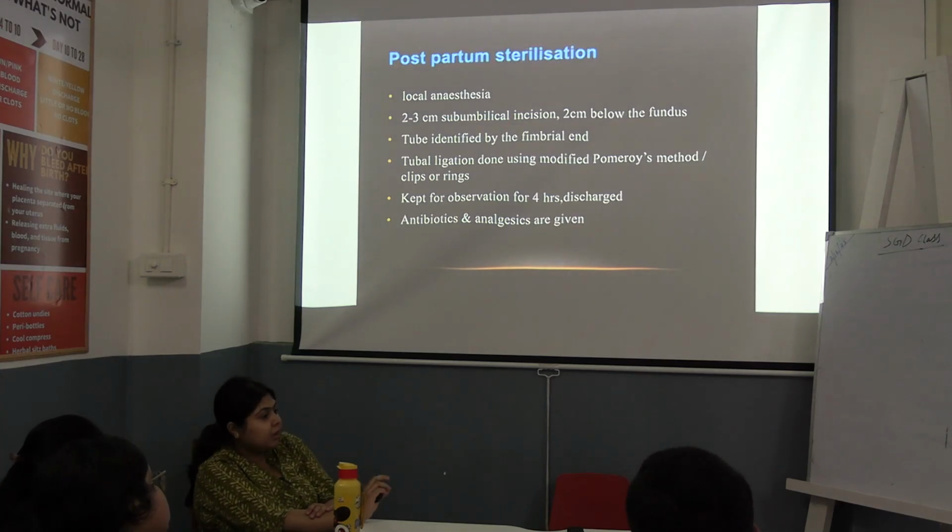By the 2 fimbrial ends, because most of the time what happens in the tubes, we get confused with that of the appendix. Both are a hollow tubular structure. So we have to identify the tubes by tracing from the fimbrial end. Now the patient, after this ligation has been done, is kept under observation for 4 hours and then discharged. Antibiotics and analgesics are given.